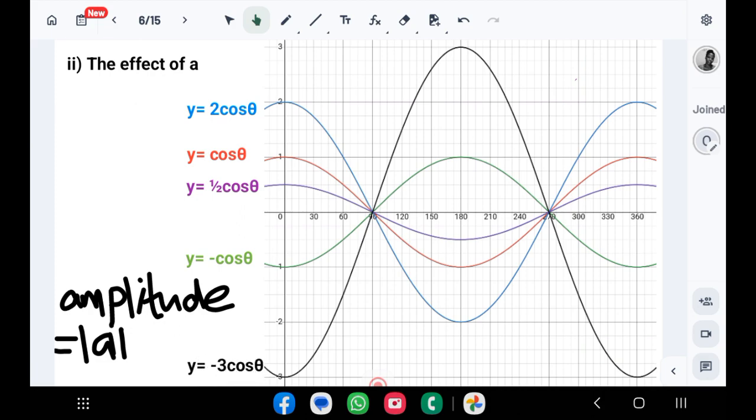A, which equals the absolute value of negative 3, which is positive 3. That is the amplitude of the black graph.